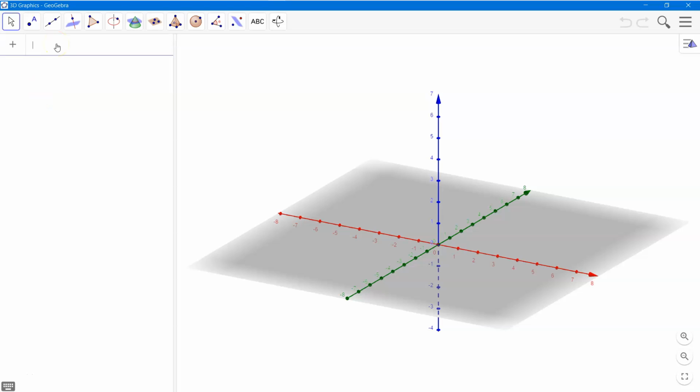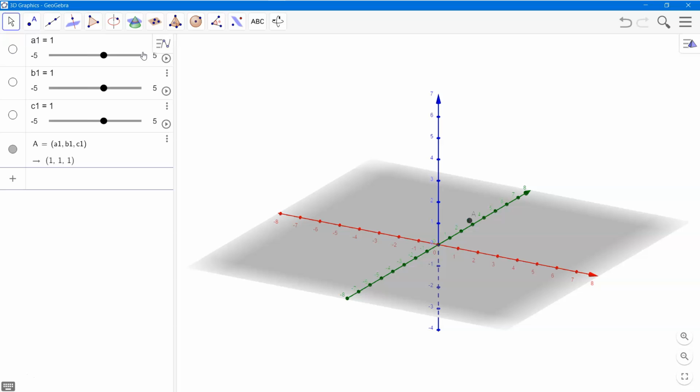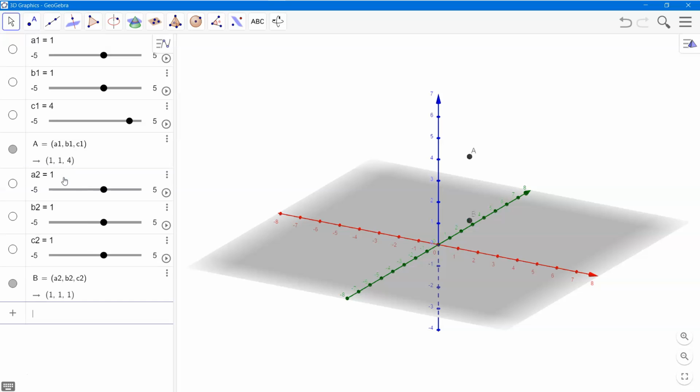Let's look at the equation of a line passing through 2 points. Remember, the equation is this. Here, instead of saying x1, y1, z1 and x2, y2, z2, I will use a1, b1, c1 and a2, b2, c2. So a1, b1, c1 is 1 point. Let's move it. A2, b2, c2. Again, let's move this.